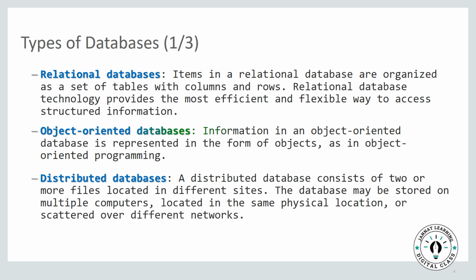Object-oriented databases. Information in an object-oriented database is represented in the form of objects, as in object-oriented programming. Distributed databases. A distributed database consists of two or more files located in different sites. The database may be stored on multiple computers, located in the same physical location, or scattered over different networks.